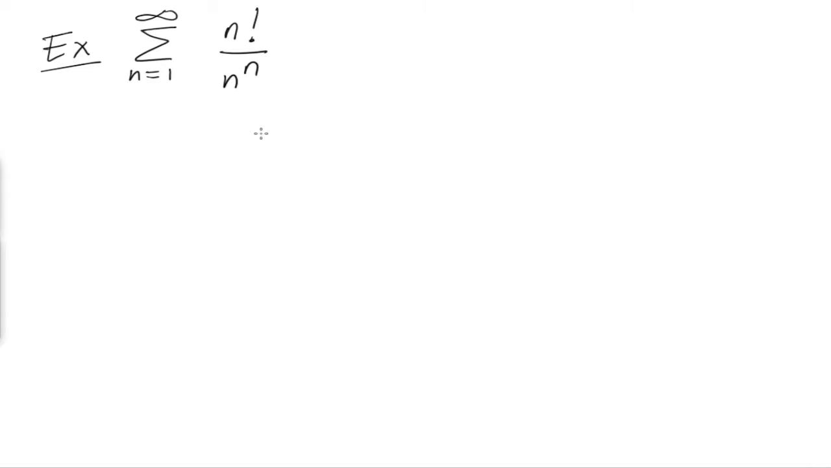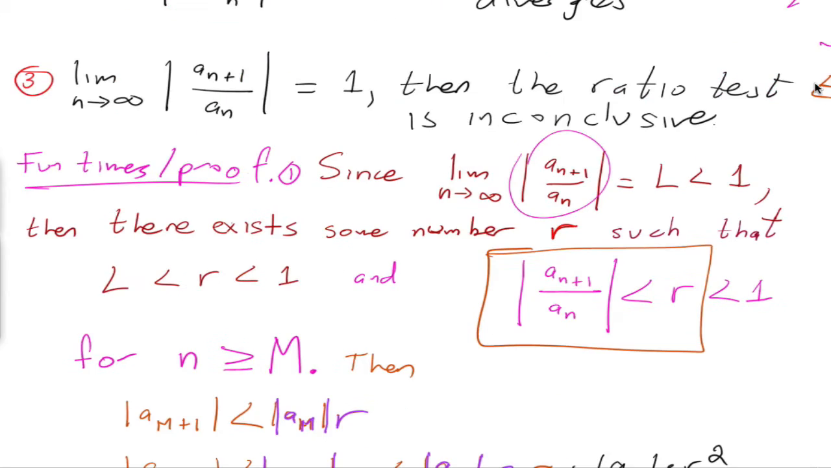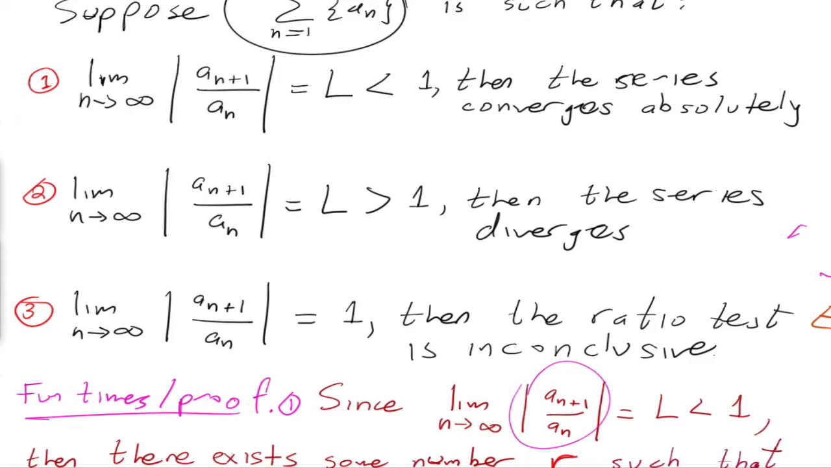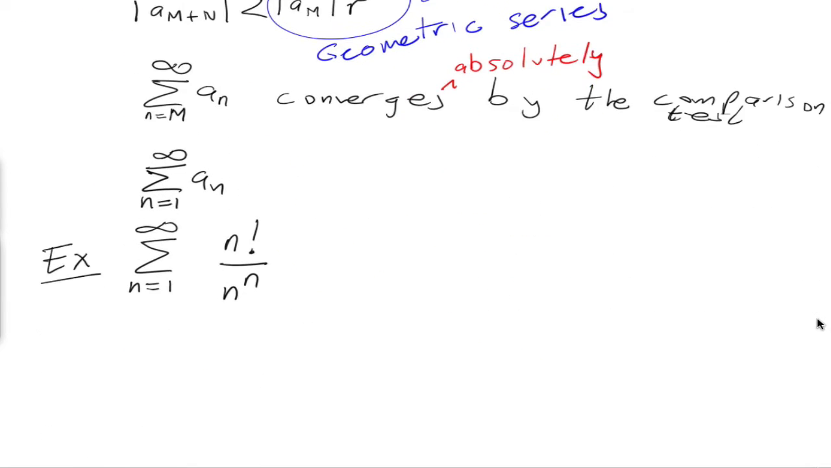Pretty much almost every single time you see a factorial, think ratio test. Almost immediately. Okay, so what do I do when I'm doing the ratio test? What do I find? If I go back here, I'm finding the limit as n goes to infinity of the ratio of the sequence term and the one next to it, right? So taking that ratio to infinity and seeing what happens to it.